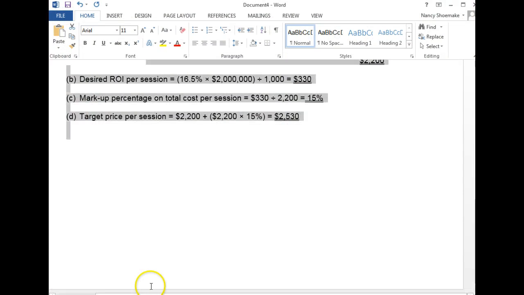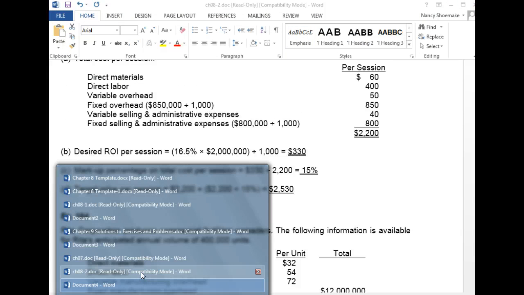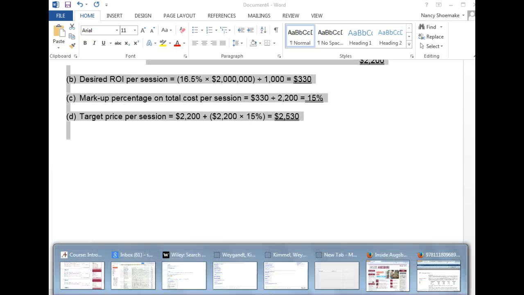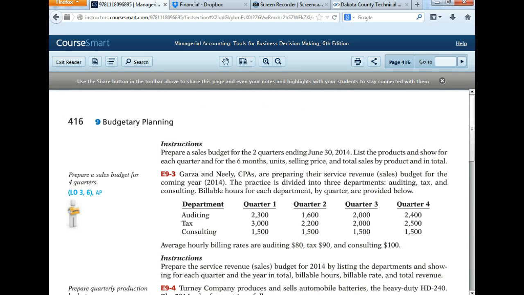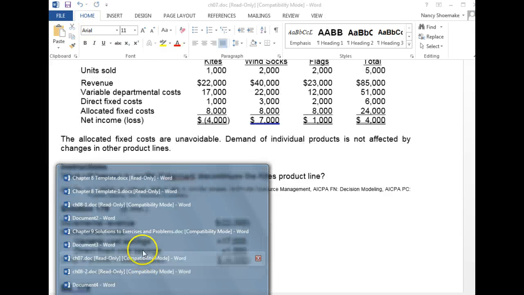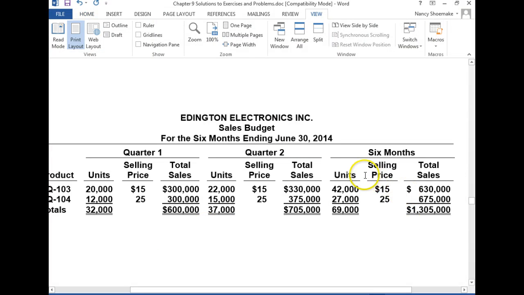So as we move back here, how much for just the six months, quarter one and quarter two? We've got units of 42,000, the 20 and the 22, and for the other calculator, the 12 and the 15, or 27,000 units. So right now we have total sales of 1 million 305,000. Okay?